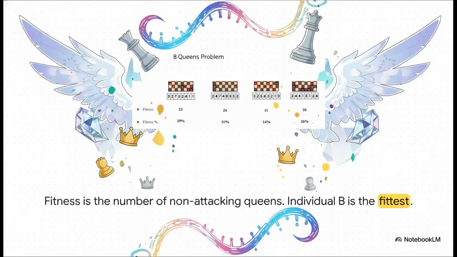For our 8 queens puzzle, the fitness score is simply the number of pairs of queens that are not attacking each other. A perfect board would get a score of 28. Now, if you look at our first random batch, none of them are perfect, but some are definitely better than others. See individual B, with a score of 24, it's the champ of this first generation.